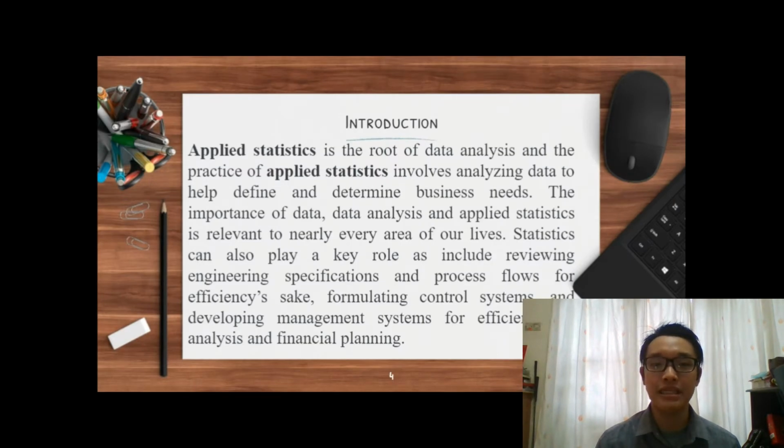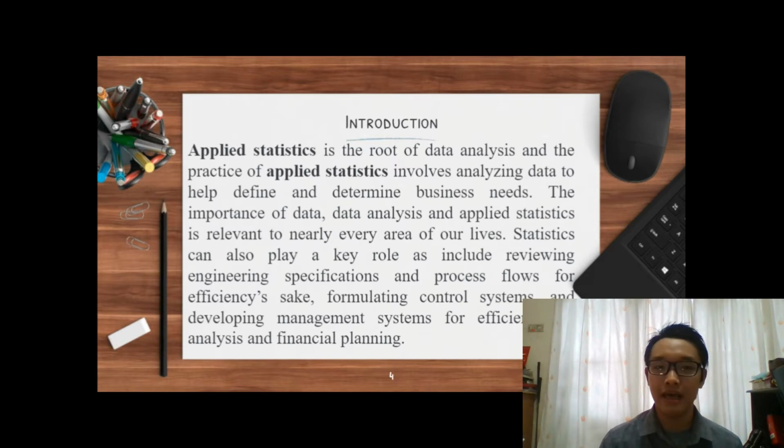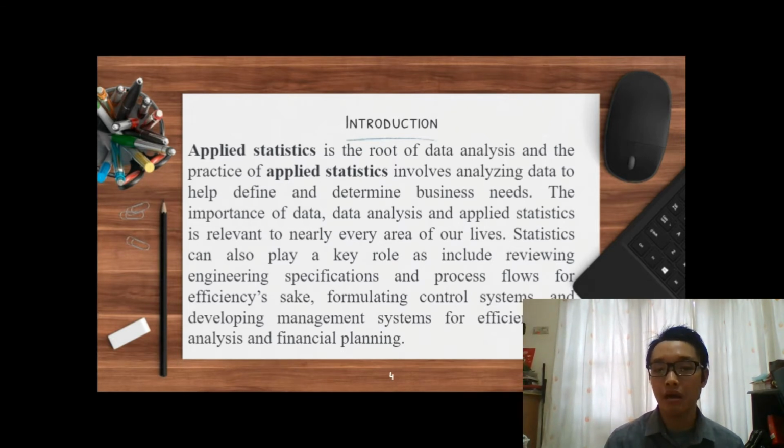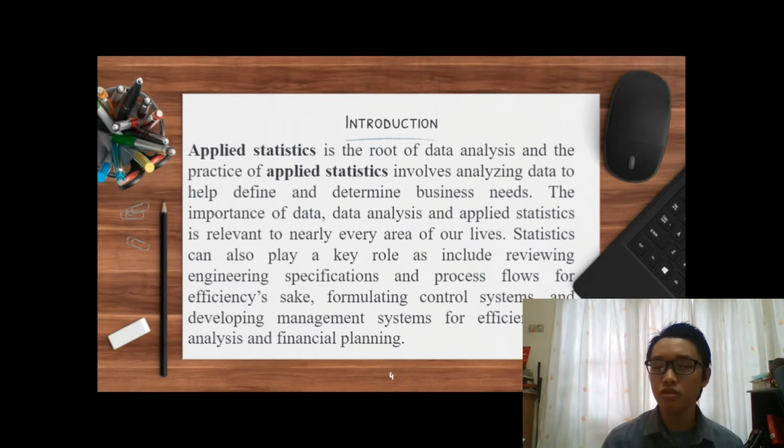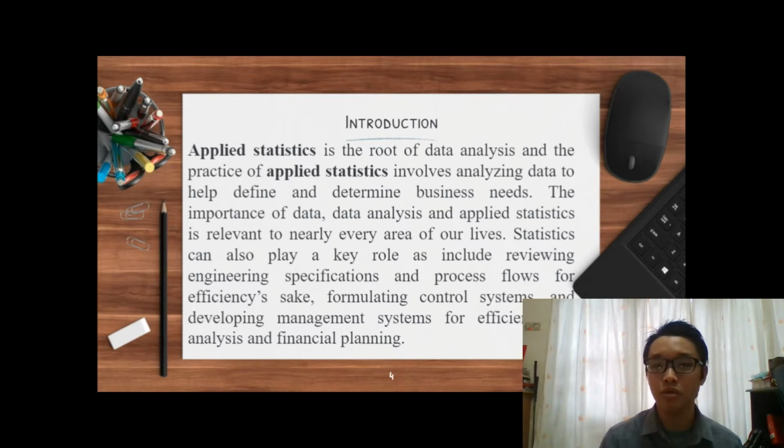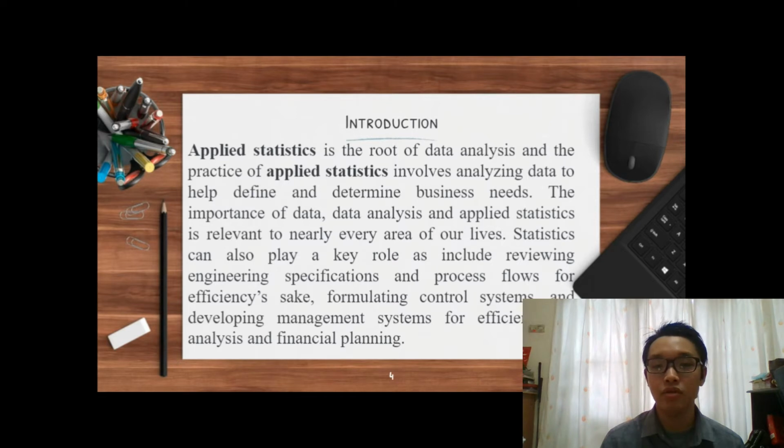Applied statistics is the root of data analysis, and the practice of applied statistics involves analyzing data to help define and determine business needs. The importance of data analysis and applied statistics is relevant to nearly every area of our life. Statistics can also play a key role, including reviewing engineering specifications and process flows for efficiency's sake, formulating control systems and developing management systems for efficient cost analysis and financial planning.